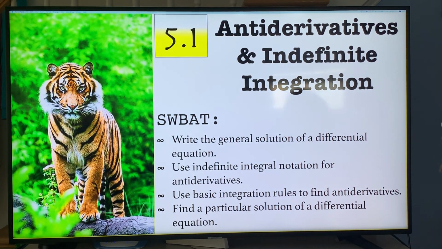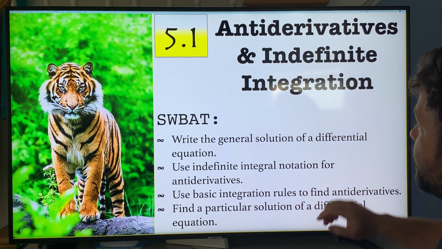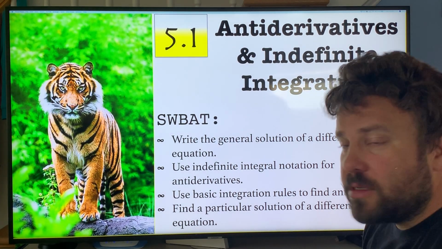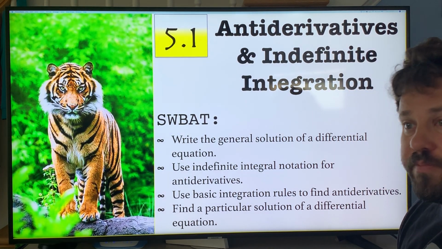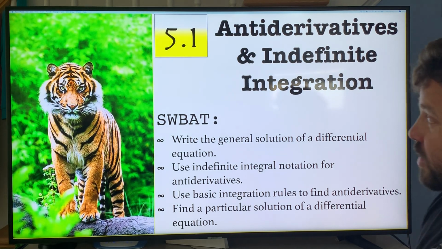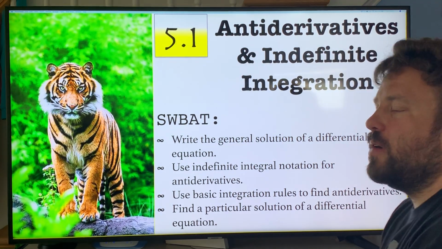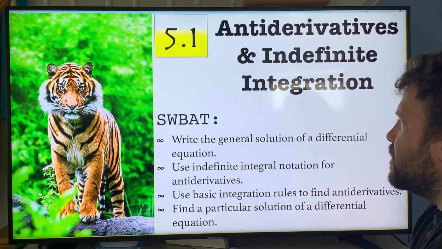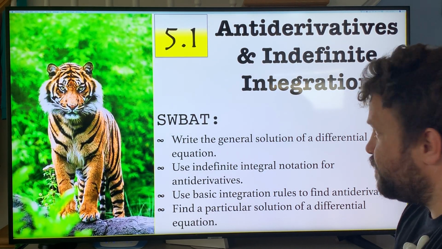Going to do is we're going to go over antiderivatives and the indefinite integration rules. All right, how this is going to work is we're going to go over 5.1 today, and we're going to review for 5.1. You have a test on 5.1. Very simple concept. This will take about a week real time, so a little bit longer virtually.